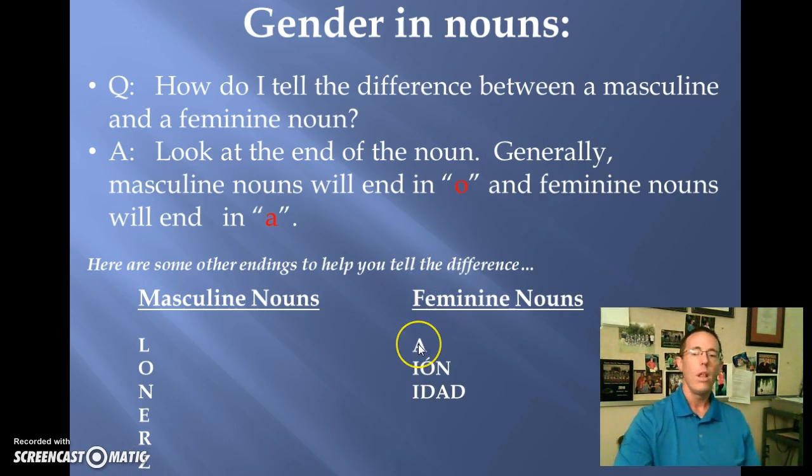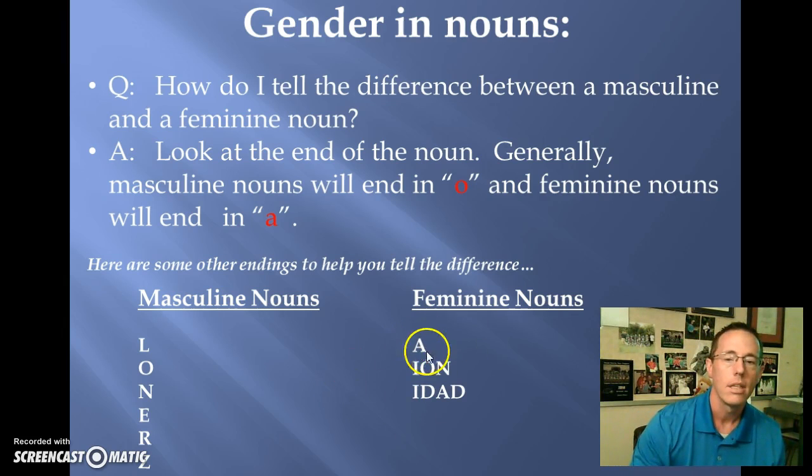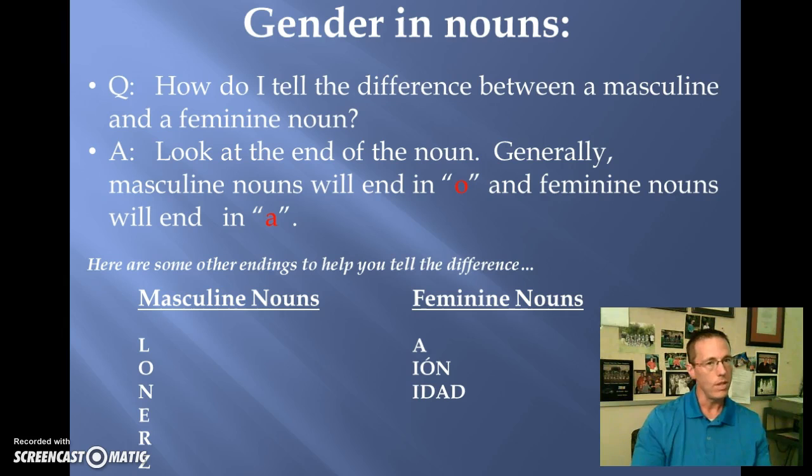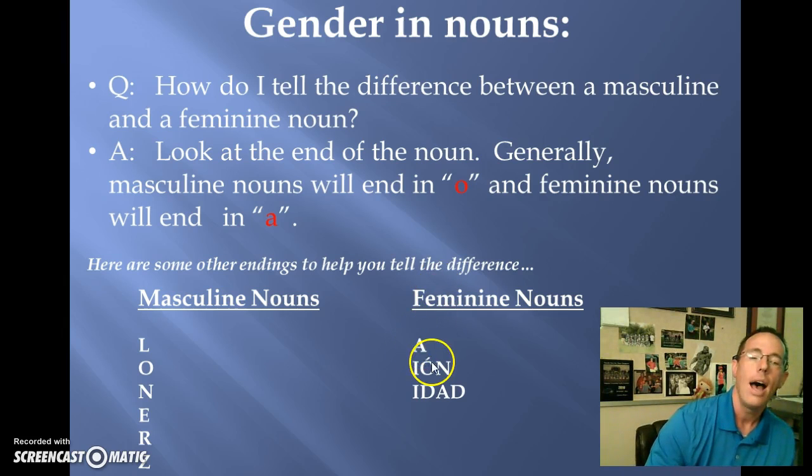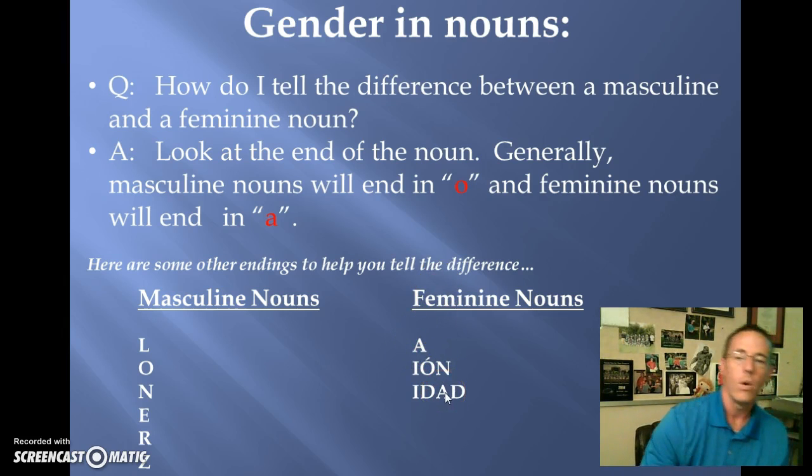Feminine nouns will 99.9% of the time either end in the letters A, ión, with an accent over the O, or idad. A, ión, or idad. So there you have it. Those are your helpful rules. Yes, there are a few exceptions to them, but mostly helpful rules for remembering gender in nouns. Masculine nouns tend to end in loners, L-O-N-E-R-Z. Feminine nouns will tend to end in a, ión, or idad. So hopefully that helps you understand a little bit more about gender.